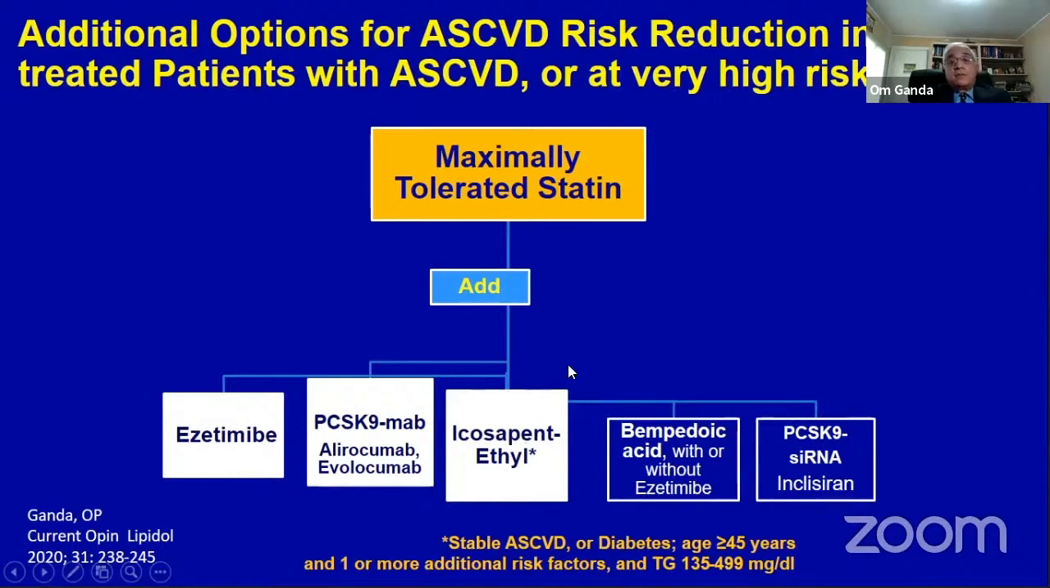icosapent ethyl, which is a separate story in people with hypertriglyceridemia, the REDUCE-IT trial, in which I was fortunate to be a co-investigator. And so if you have a patient, don't forget that on top of all this, you still can use icosapent ethyl if they have baseline triglyceride, as shown here, and they have diabetes and two other risk factors, or diabetes, age 55, and one other risk factor. That is the current approval by the FDA.